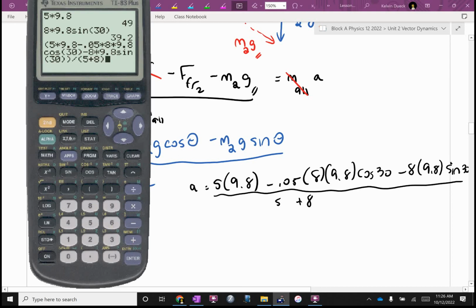Let's see, I think that looks right. Did y'all get 0.4927061859? 0.493, if I go to 3 sig figs.